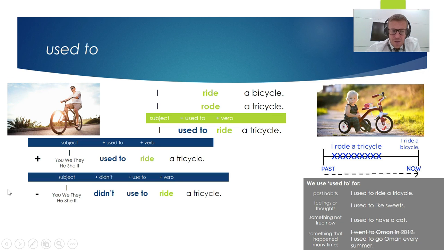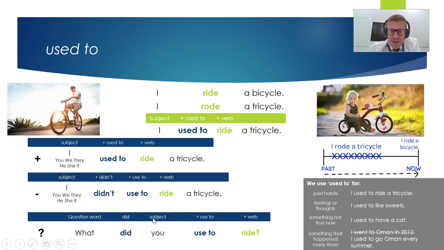And the question, what did you use to ride? Again, we don't use used to. It's difficult for me to say. You use use to. What did you use to ride? Question: did, subject, use to, and then the verb. Okay, so that is used to.